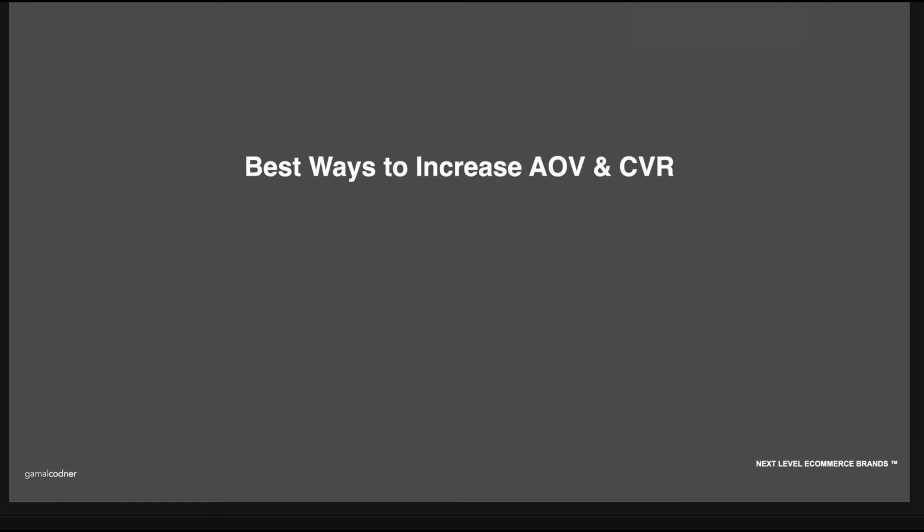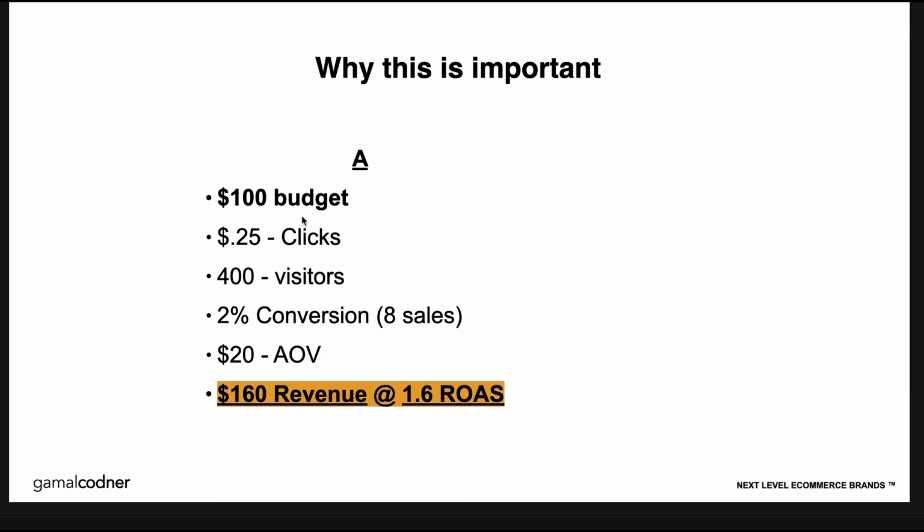All right, so here's the best ways to increase your AOV and conversion rate. Why this is important is because let's say you have a $100 budget, Facebook's sending you clicks for 25 cents, and that gives 400 visitors to your website. This is all controllable by Facebook. This other stuff is what you can control. So you have a 2% conversion rate on your site, 8 sales, with a $20 average order value, that gives you $160 in revenue. So 1.6 ROAS because you spent $100 and made $160.